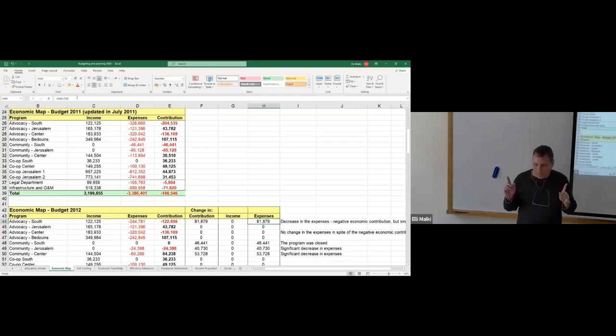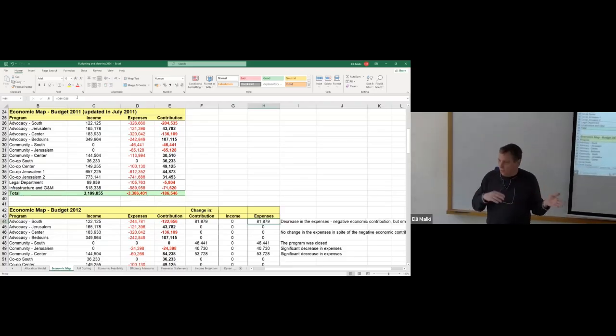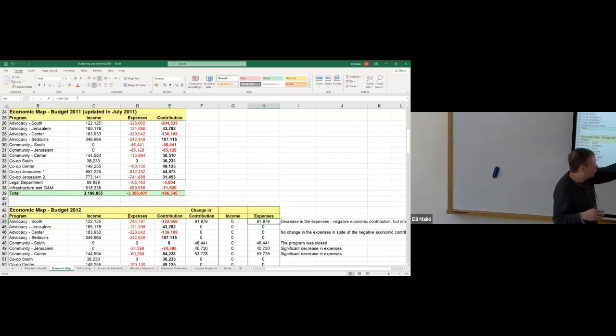But what will happen if I use a positive sign for the expenses? Then I get the same number, but with a negative sign. And this is the thing that you have to remember, and I'll say it again: when you use a negative sign for the expenses, the sign of the change reflects a positive or negative effect on the contribution.